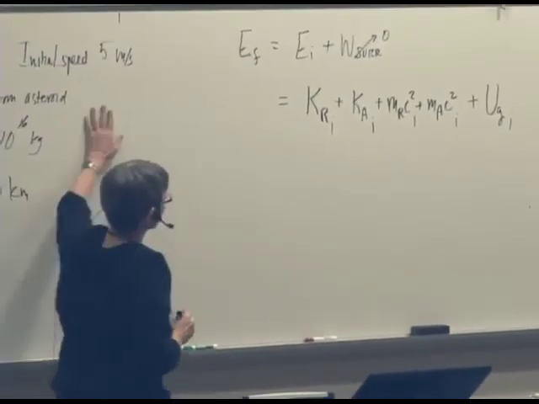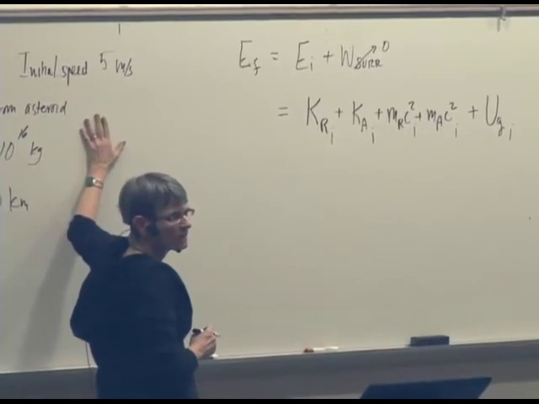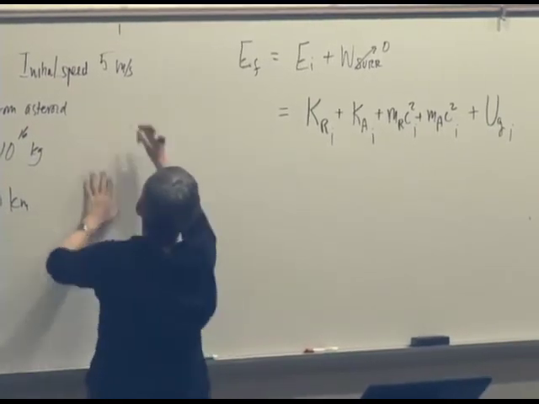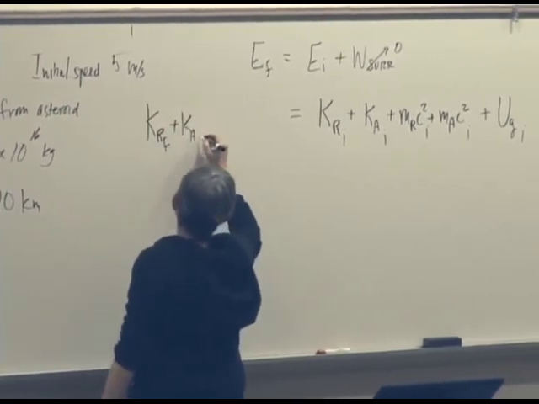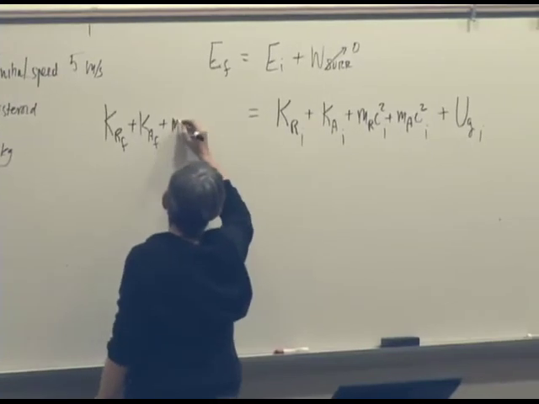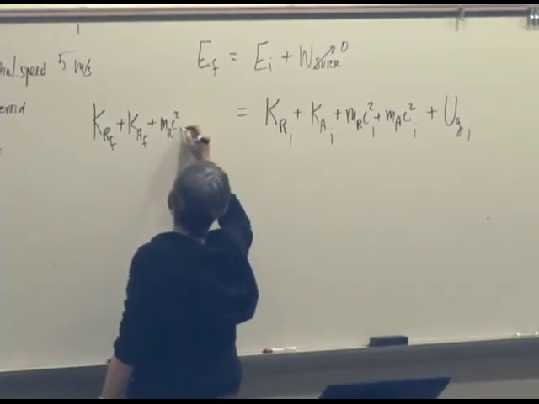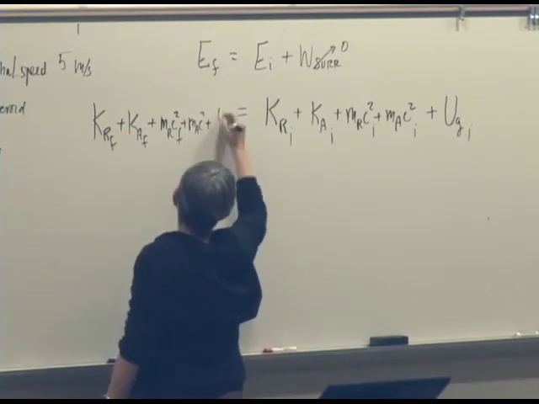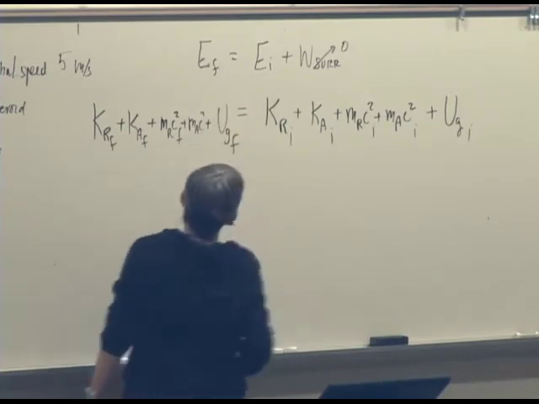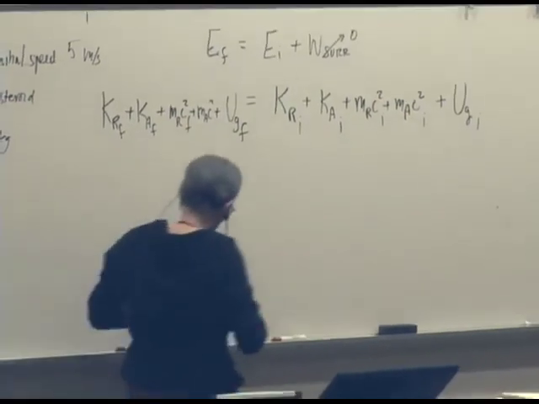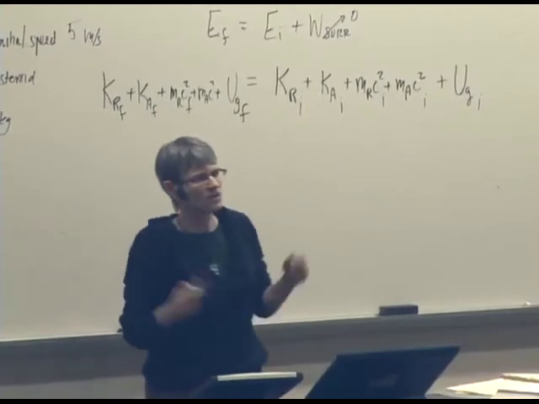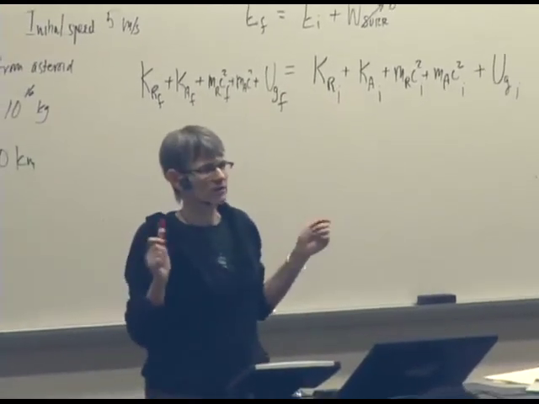Okay, what goes on the other side? All the same stuff with the subscript final. So we have K rock final plus K asteroid final plus rest energy of the rock final plus rest energy of the asteroid final plus final gravitational potential energy. Okay, now we look for things that are the same on both sides of the equation.